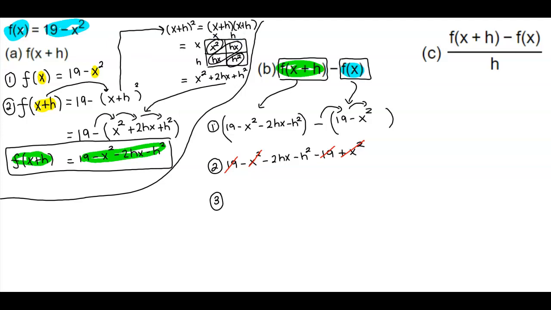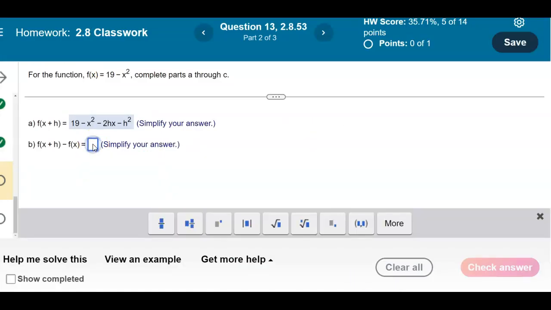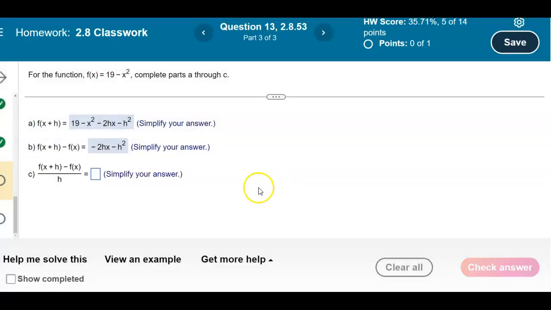So the only thing that's left now is minus 2hx minus h squared. And therefore, that's the answer for the numerator. So we're going to get negative 2hx minus h squared. So minus 2hx minus h squared. Check our answer, and there's our result. So now this is the numerator of this part C, and we're going to divide that by h. So let's take a look at that here.